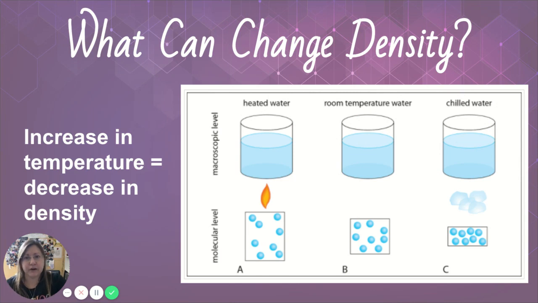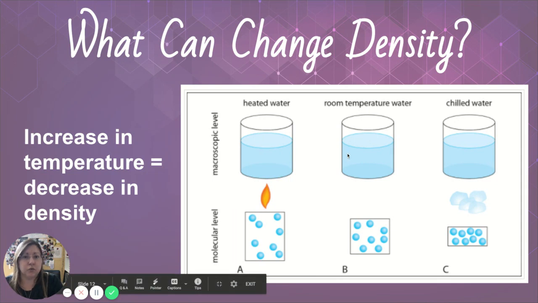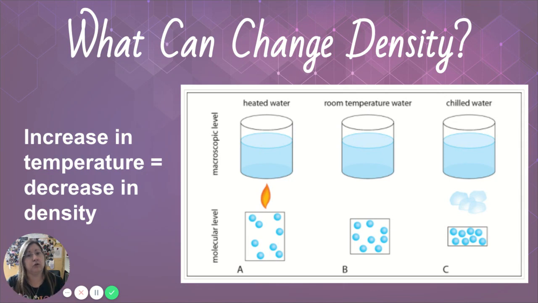So there are a couple different variables that impact density and can shift and change the density of a substance. So if you have an increase in temperature, then that's going to cause a decrease in density usually. So if we're looking at water, for example, so this is room temperature water. So this is what room temperature, 68, 70 degrees, this is what the water molecules would be acting like. They would be spread apart a little bit.